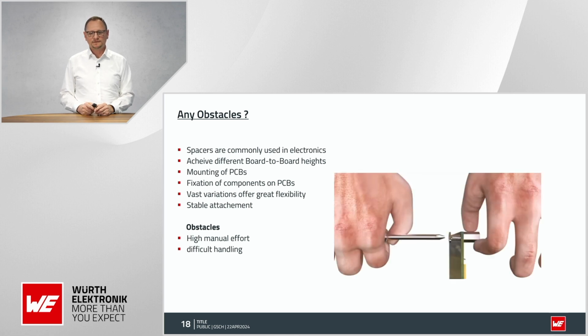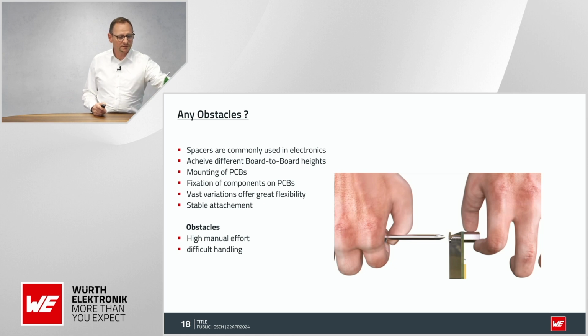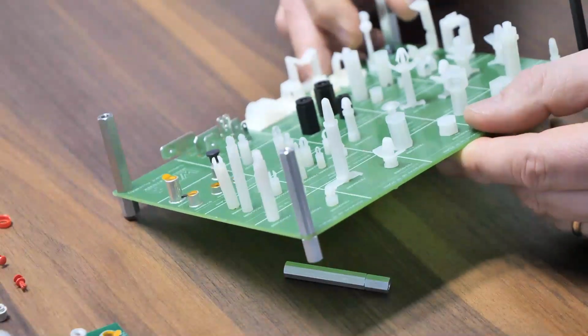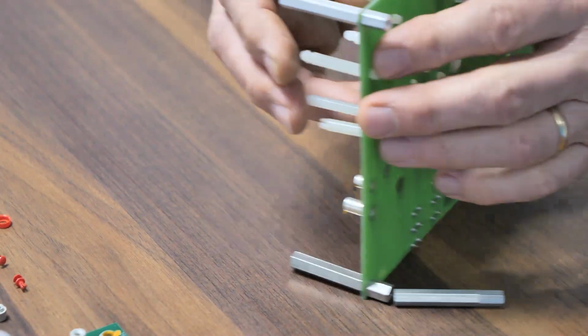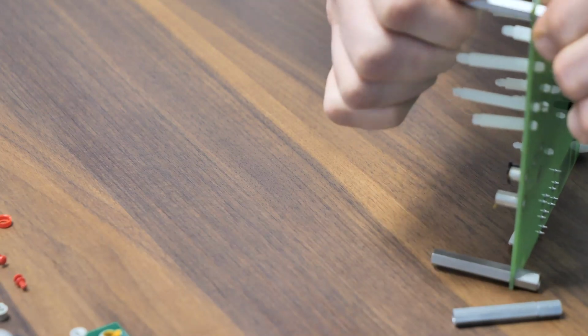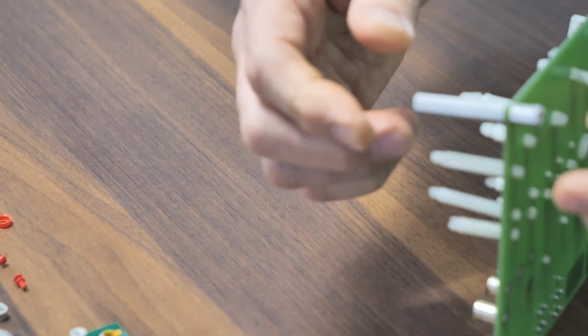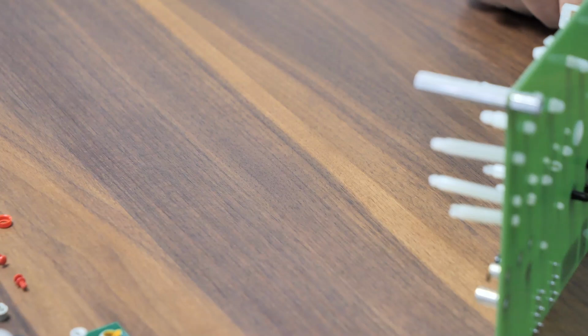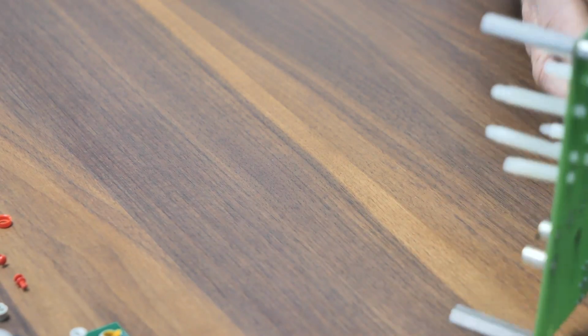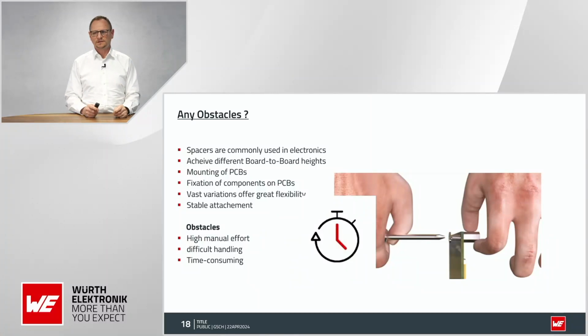That means the handling can be really difficult, and I brought some samples here today. If you look at this sample board, very typically, when you want to open a spacer or mount a spacer, you need two hands. A third hand would be helpful to hold the PCB if it's not standing like this. That means it's very time consuming. You need a tool, a counterpart, and the screw.